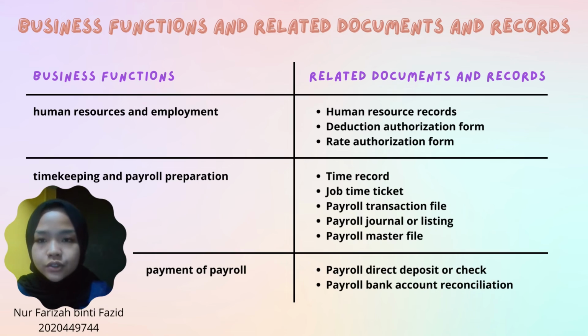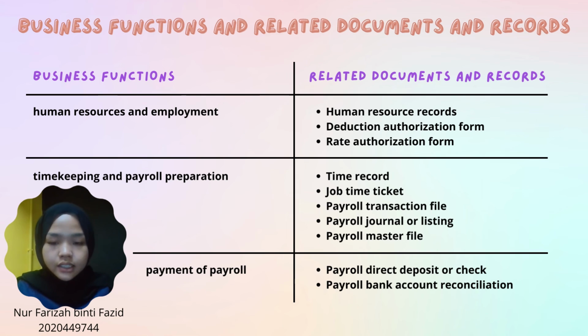Now I'm going to explain to you about the business functions and their related documents and records. For the first one, which is human resources and employment, the related documents and records are human resource records, deduction authorization form, and lastly, rate authorization form. For the second one, which is timekeeping and payroll preparation, the related documents and records are time record, short time ticket, payroll transaction file, payroll journal or listing, and payroll master file.